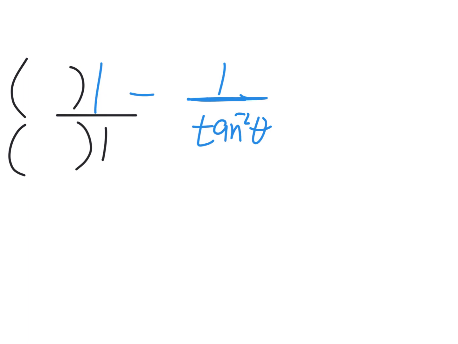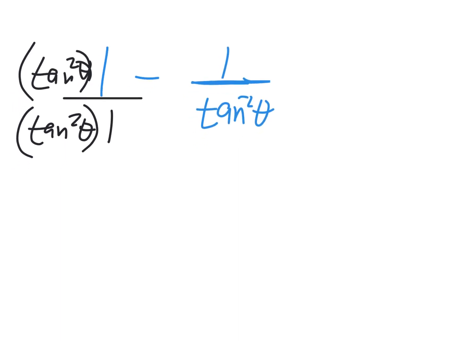Mason, what should I multiply the top and bottom by? Tan squared? Yep. Alex K, why did he do that? So that they would have a... Yes. And so they do. And what is it? Tan squared. Yep.